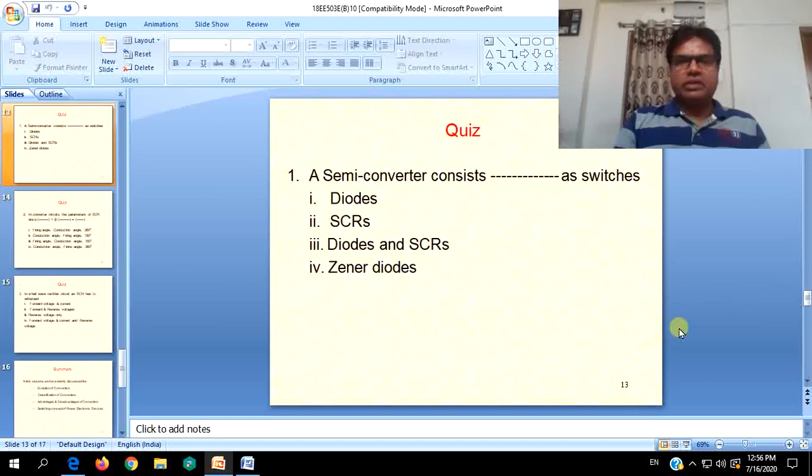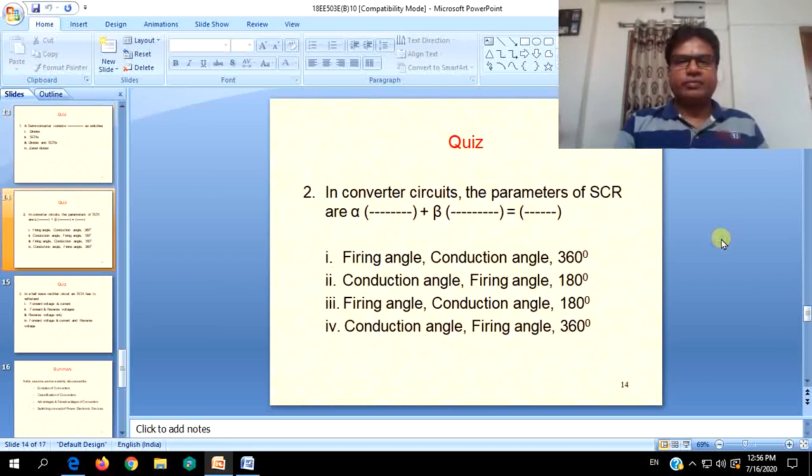It is time for a simple quiz. A semi converter consists of dash as switches. Semi means it cannot be controlled totally. It can be controlled only up to some extent. Obviously, it is a combination of diodes and SCRs. A semi converter consists of diodes and SCRs as switches.